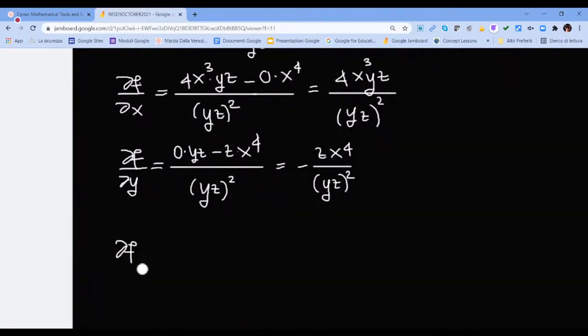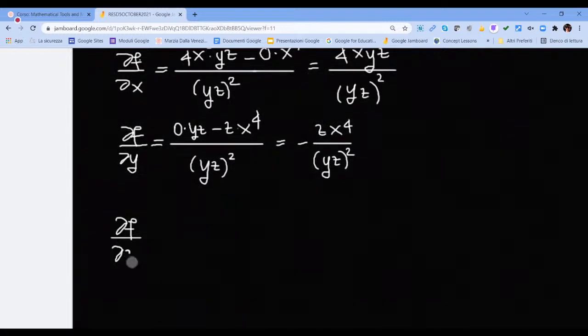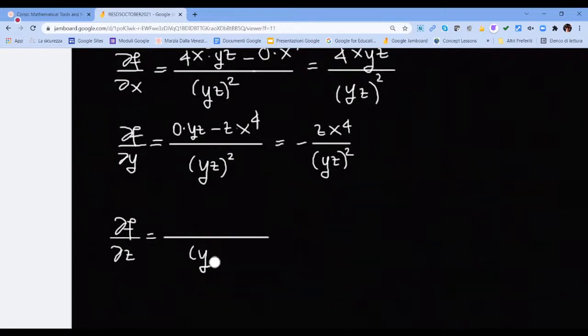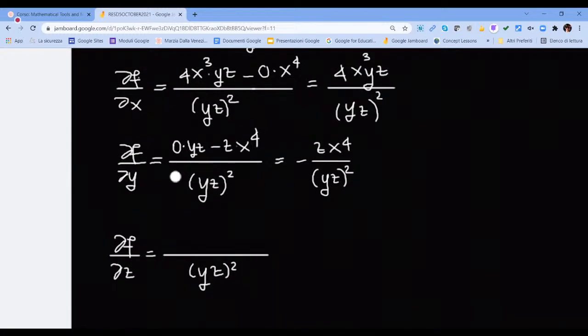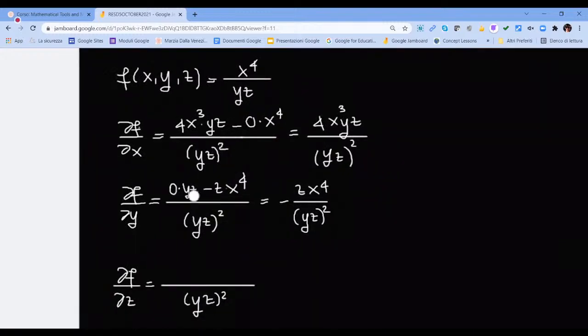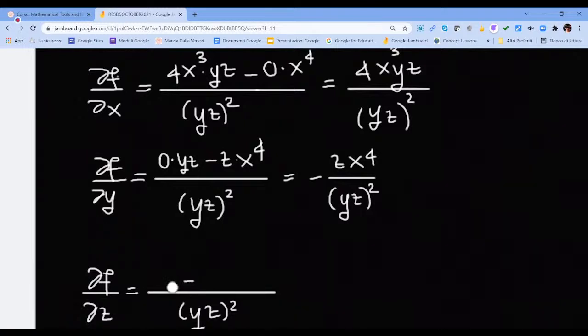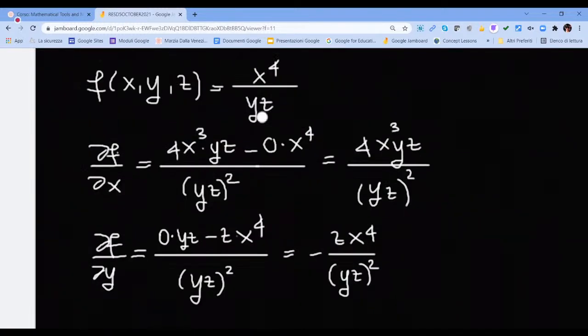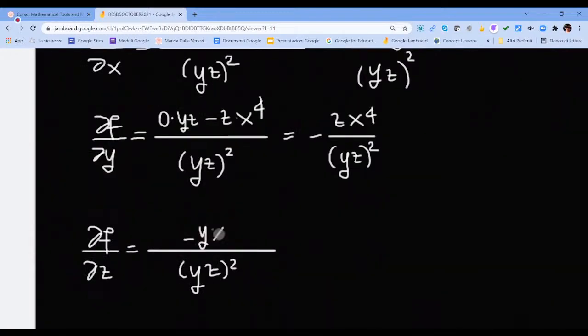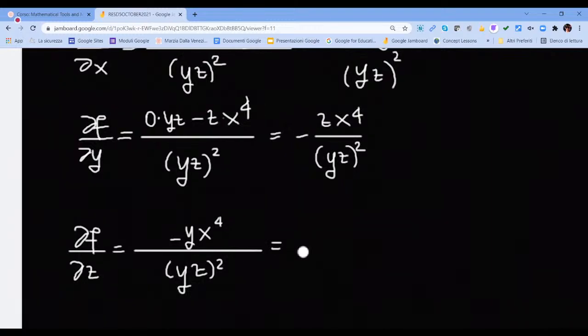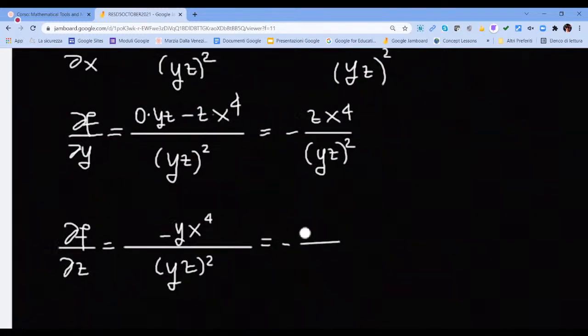The third, with respect to z, we have the same denominator. This time the first term will be 0 as in the previous one, and the second term will be minus, and this time the derivative of the denominator with respect to z is y times 1, minus y times the numerator. So this is the first partial derivative with respect to z.